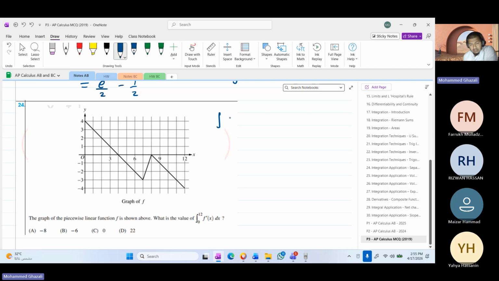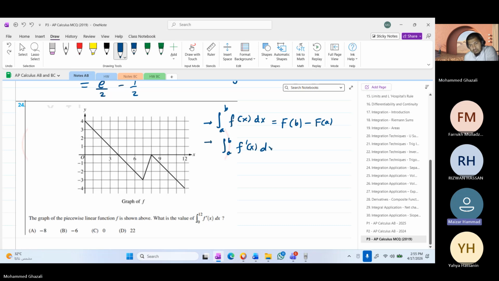So the integral of f prime of x dx from a to b is basically f of b minus f of a. Fundamental theorem of calculus. So the integral from a to b of f prime x is what? F prime of b minus f prime of a? No, f of b minus f of a. So what is the integral of this? f of 12 minus f of 0.